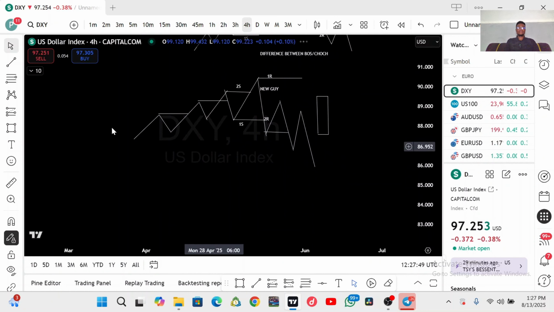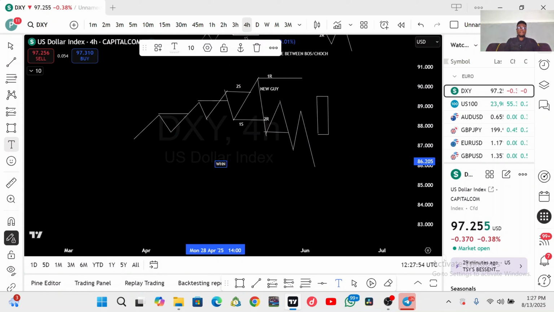So let's look at what I said earlier. When to buy from support zone, and when to sell from resistance zone. Boom.